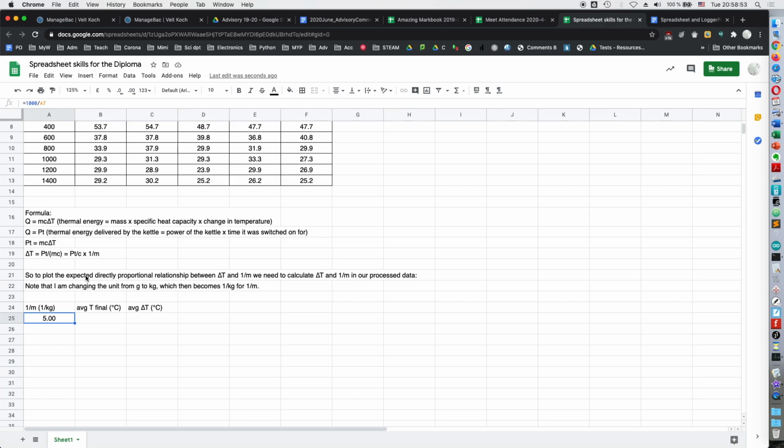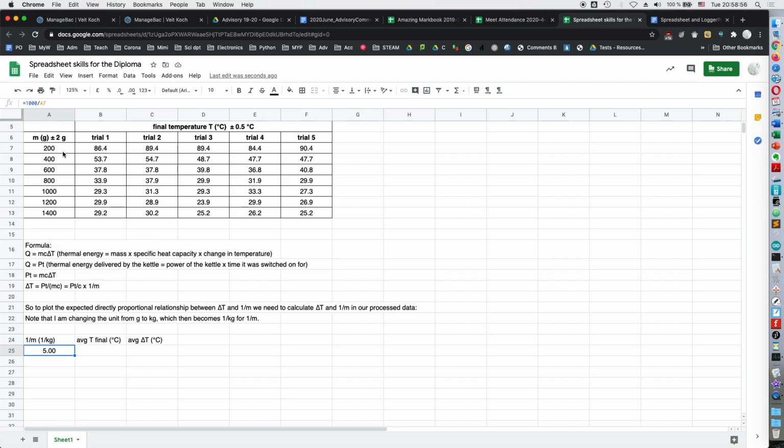Now I have done this for the first cell here. I want to do it for the next 6 as well. So I'm going to go into the bottom right corner of this cell, A25, and drag it down by 1, 2, 3, 4, 5, 6 more cells, and I get these results. So this is 1 over m calculated for each one of these. If you check, for the third but last, for 1000 grams, 1 over 1 kilogram is of course 1, so that makes sense.